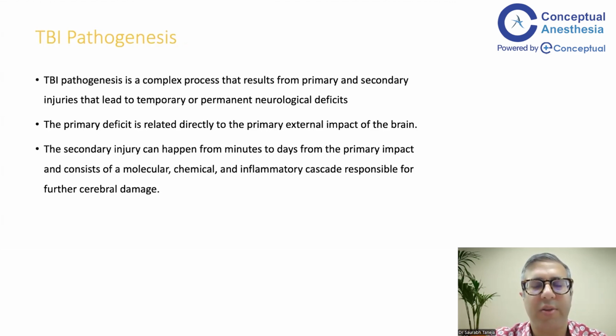So, what is the pathogenesis of this injury? It's a complex process that results from primary and secondary injuries that lead to either a temporary or a permanent neurological deficit. The primary deficit is related to the primary external impact on the brain. So there is a trauma to the brain and this causes the primary deficit. Whereas a secondary injury can happen from minutes to days from the primary impact, and it consists of a molecular, chemical and inflammatory cascade responsible for further cerebral damage. So the primary deficit happens immediately and is directly due to the primary external impact, whereas secondary injury can happen from minutes to days.